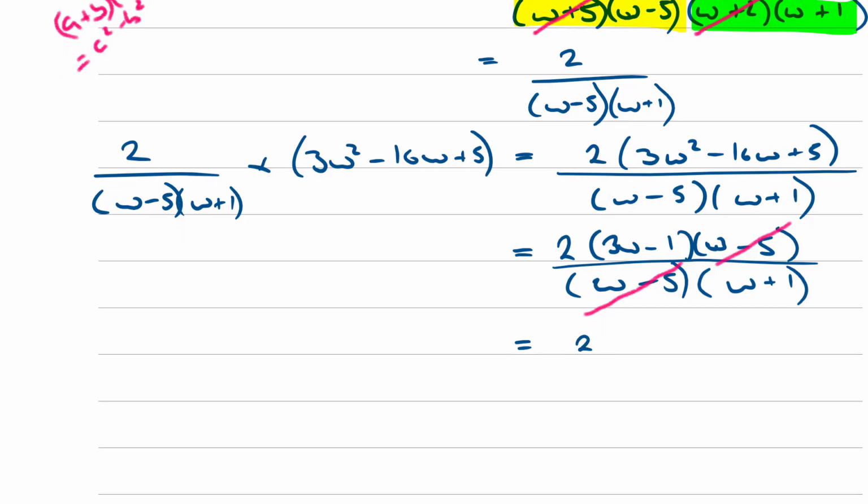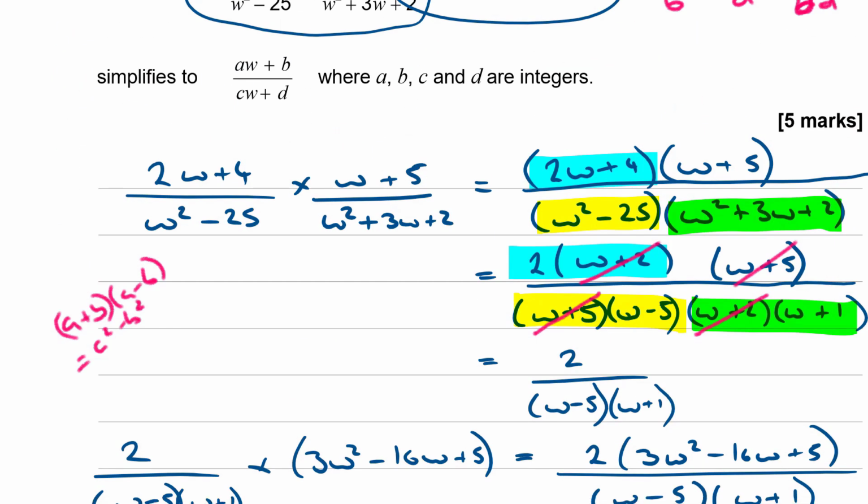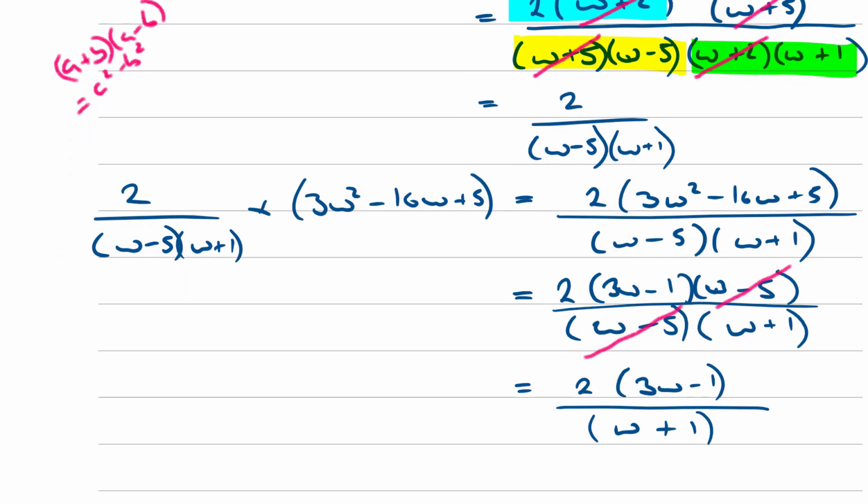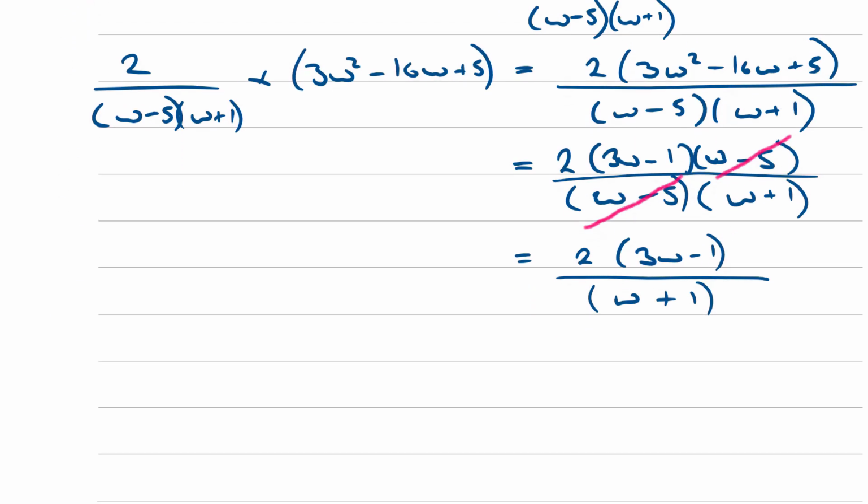What's left? We've got a 2, we've got a 3w minus 1 over w plus 1. Now, is that of the right form? Let's have a look back. Show that it simplifies to aw plus b over cw plus d. We're almost there. I think what it wants, to make it into that form, is for me to multiply out the top part. Seems a bit counterintuitive, but let's do it.